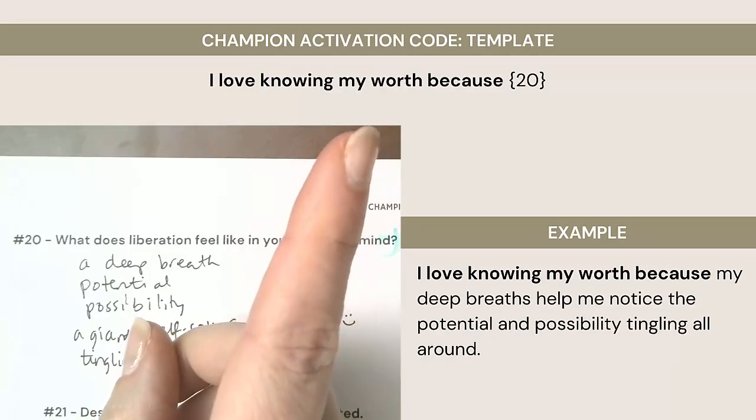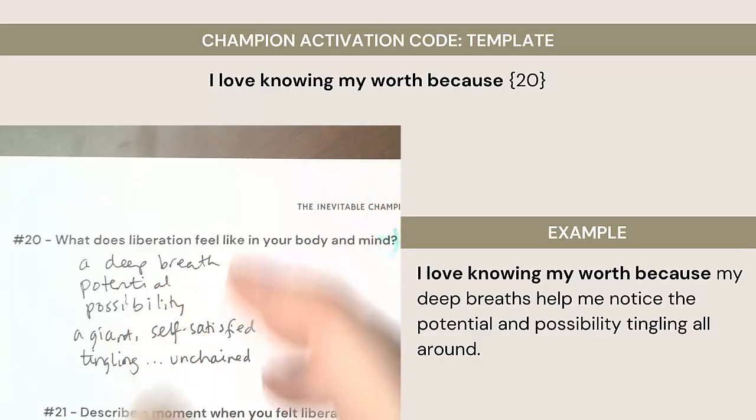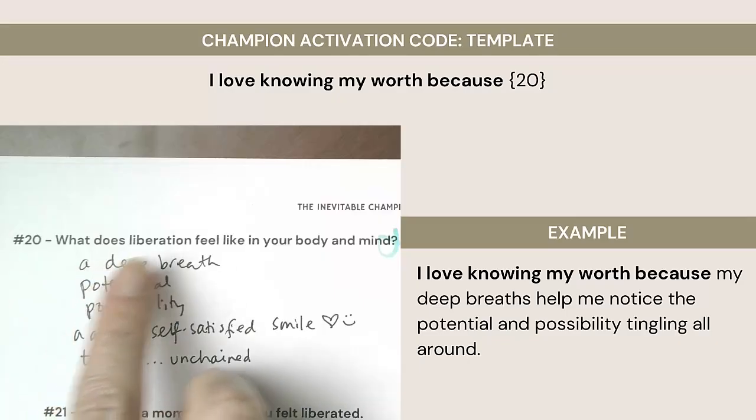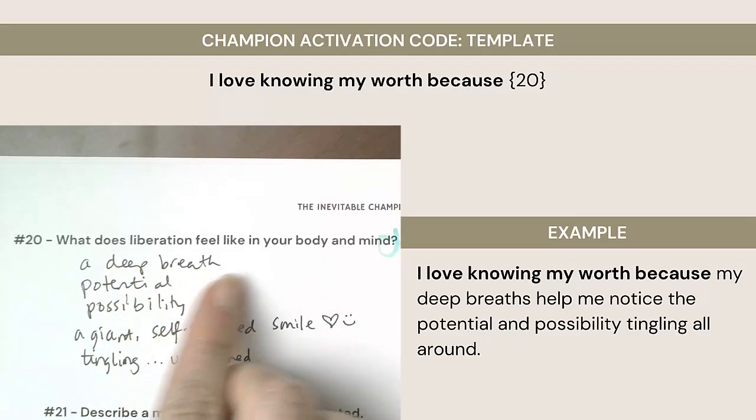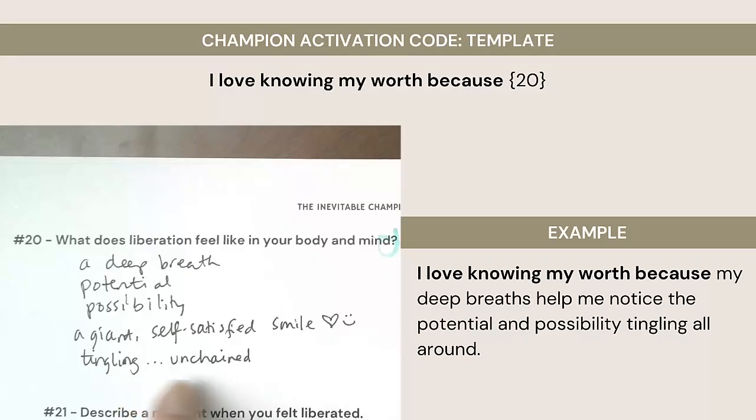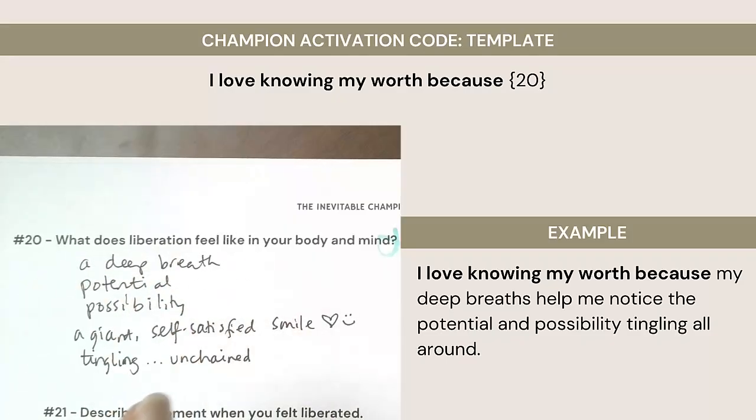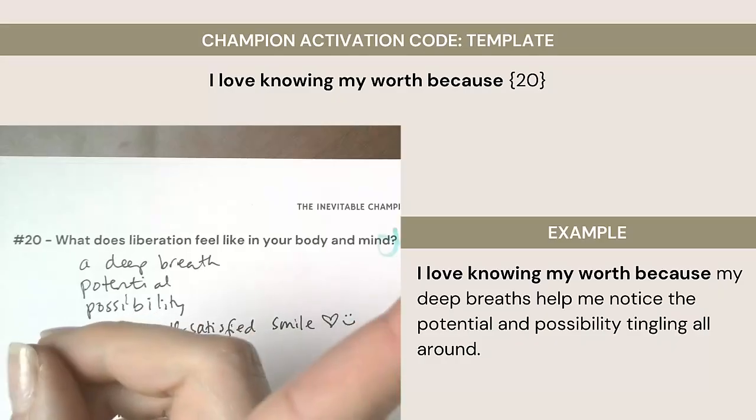Our next sentence is, I love knowing my worth because of the things that we find in number 20. And number 20 is all about liberation or freedom. What liberation or freedom feels like in your body or your mind. For myself, I wrote a deep breath, potential, possibility, a giant self-satisfied smile, and a kind of tingling feeling like I'm unchained. So considering all of that, I summarized it into this example sentence here.